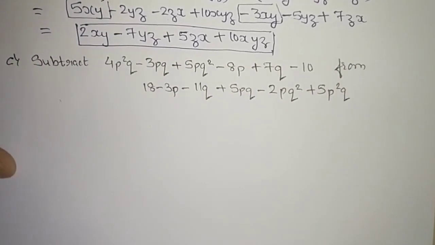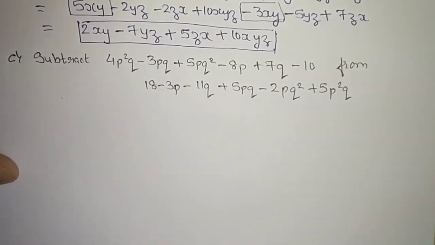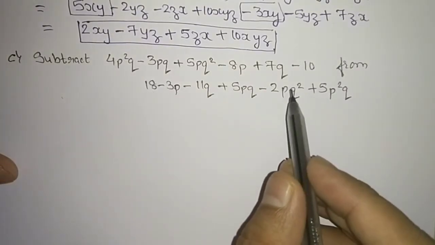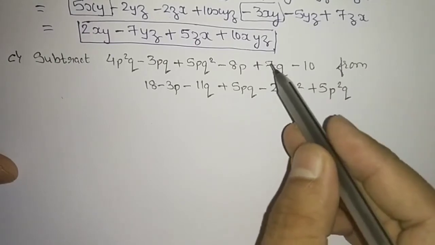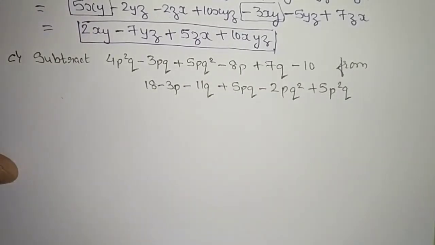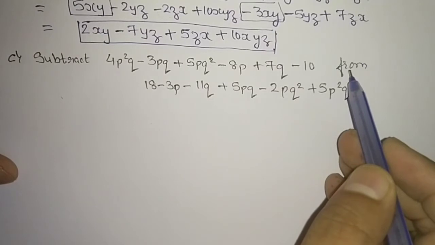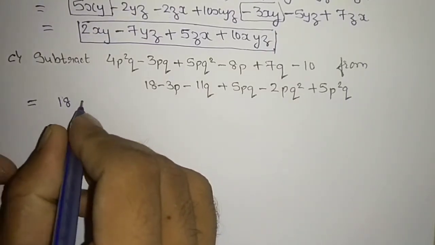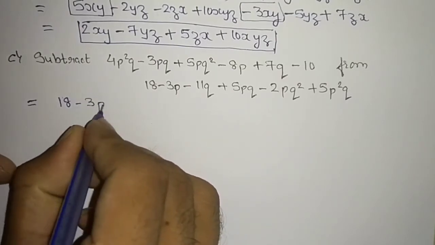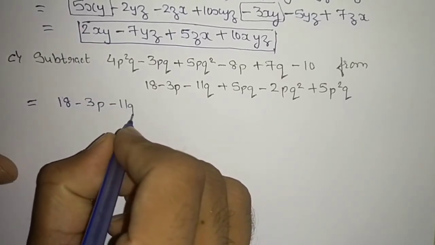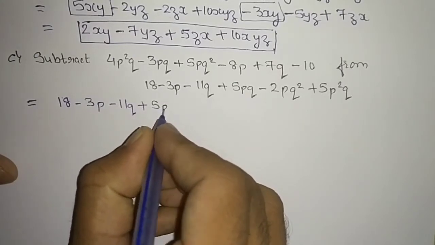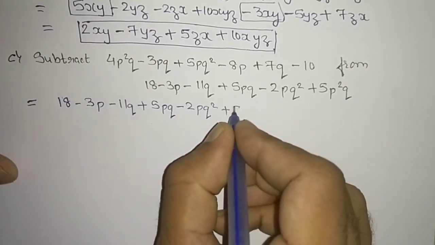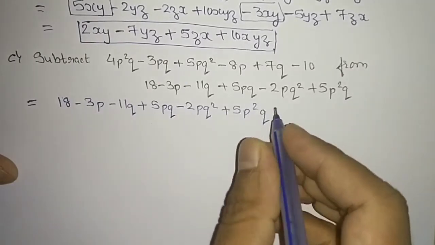This is the last part of question number 4. Again, they have given an algebraic expression, and we have to subtract that algebraic expression from the other. Because they have said "from", we will write the second expression first. Minus 18p minus 3p minus 11q plus 5pq minus 2pq square plus 5p square q.